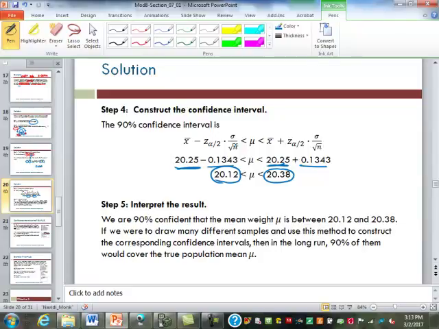No. The proper interpretation is we are 90% confident the mean weight mu of the population is between 20.12 and 20.38. If we were to draw many, many different samples using this method to construct the corresponding confidence intervals, then in the long run, 90% of them would include the true population mean. So that 90% confidence means if we construct many of these confidence intervals based on different samples, 90% of them will contain the true population mean, if we've done everything correctly.